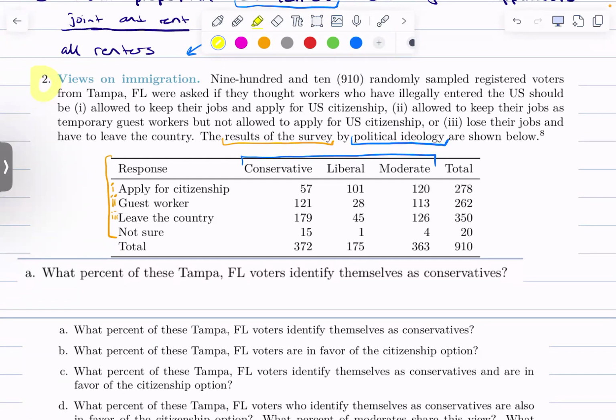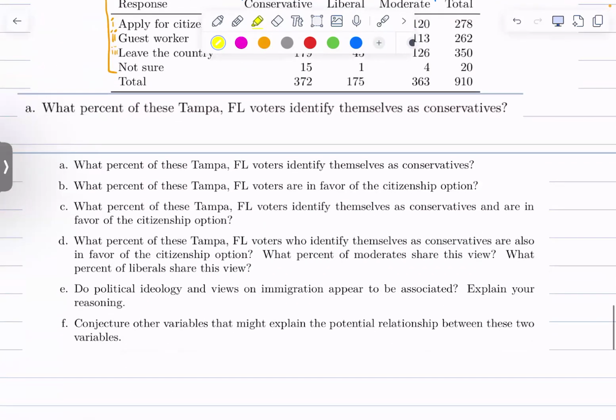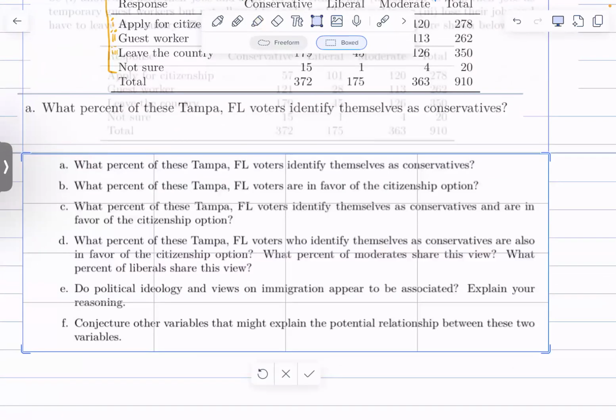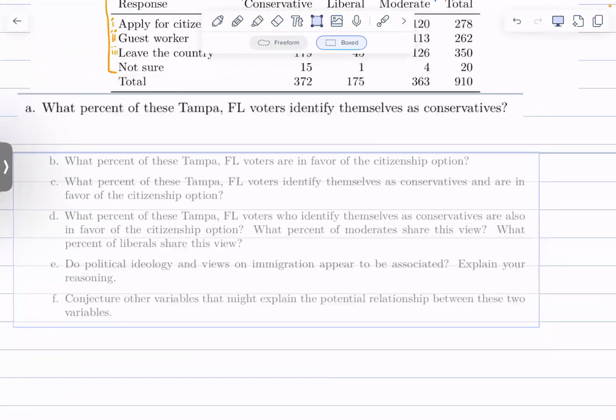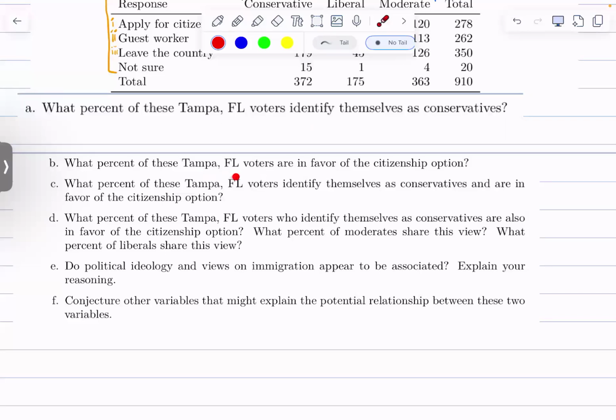So when you're reading these, and if we read ahead, all right, we're doing A right now. I'll crop that out here. What percent of the Tampa, Florida voters are in favor of the citizenship option? Okay. What percent of these voters identify themselves as conservatives and are in favor of the citizenship option, right? That's different. Right? And so reading these, they can get quite muddled, right? And so just in general, you want to figure out, okay, what's the total that I'm interested in, right? And so what's going to be in the bottom here?